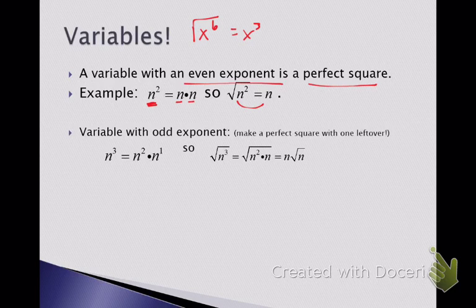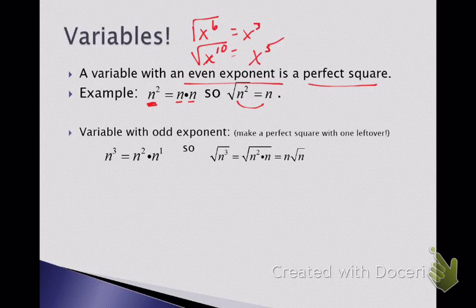And so hopefully you're starting to see a pattern where all we've got to do is divide the exponent by 2. x to the 10th, the square root of that is just going to be x to the 5th. And we can keep going, so on and so forth. But any even exponent is a perfect square, and when we square root that, all we do is divide the exponent by 2.